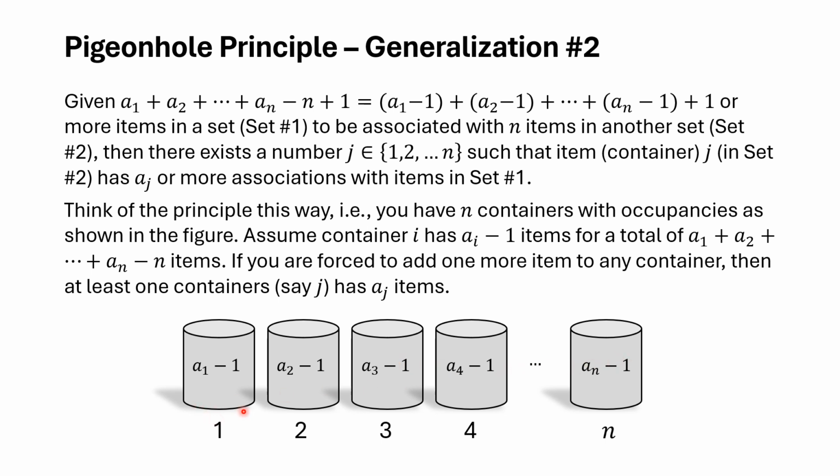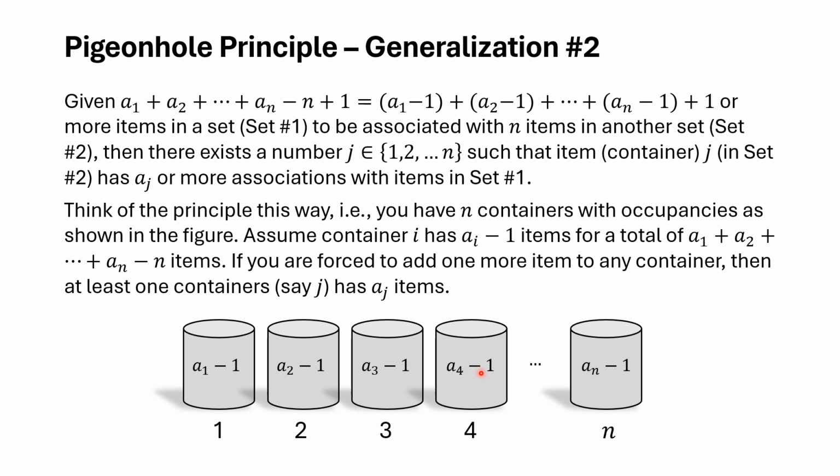So what happens, so far, I guess we should say, none of these containers has the a sub j number. So in other words, this container number 3 does not have a sub 3 number of balls in it. Same for 2, same for 1. So we basically went as far as we could go without having any container having the associated number of balls for the a sub j.